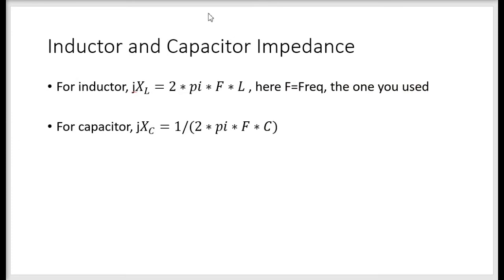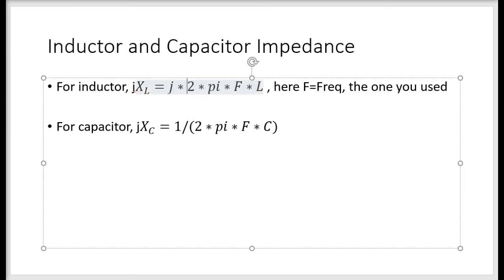So just one thing you have to know, that is the impedance of inductors and capacitors. So how do you calculate the impedances? For an inductor, it is jXL. XL stands for 2 pi FL, right? So it's going to be j 2 pi FL, okay?